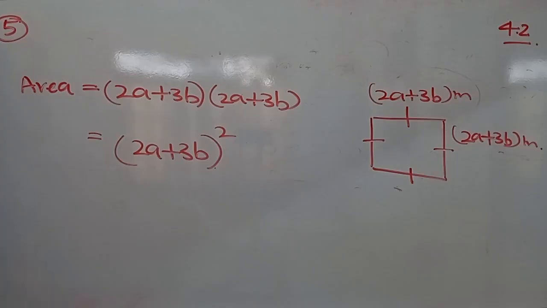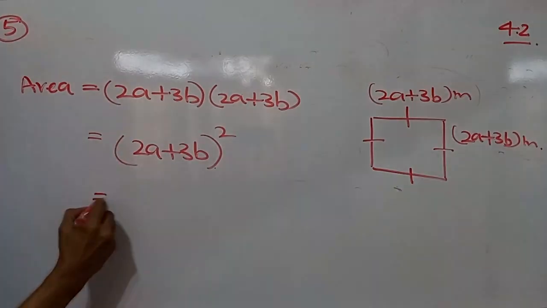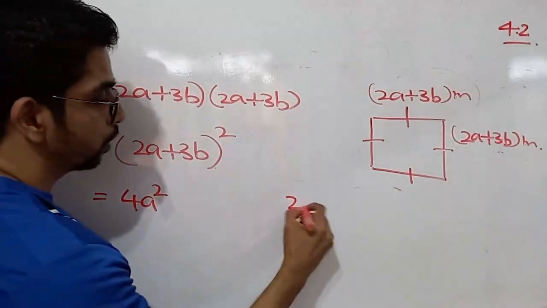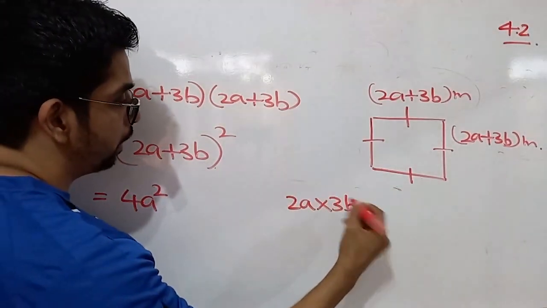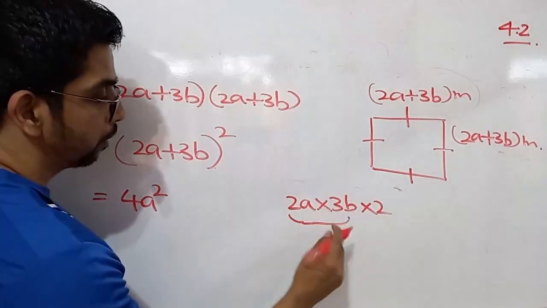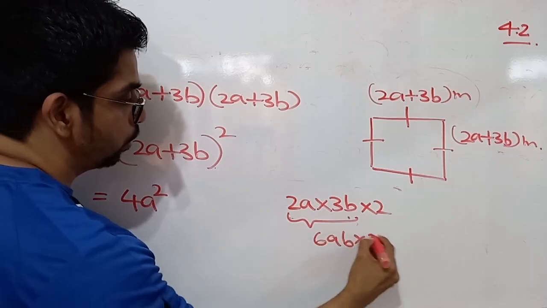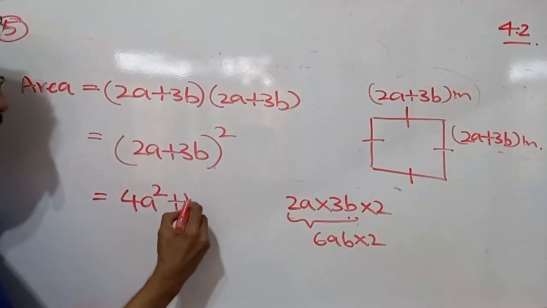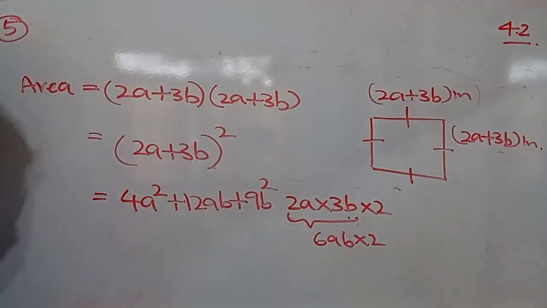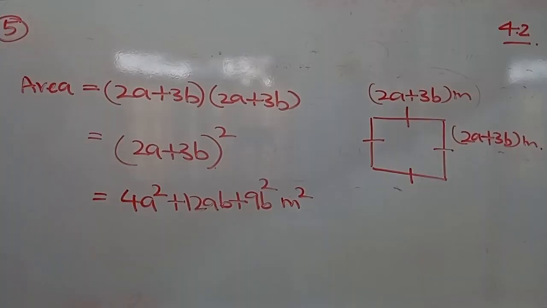So we can use the short method, right? So first term 2a squared, we know that is what? 4a squared. Then what do we have to do? 2a multiplied by 3b multiplied by 2. So here we get what? Here we get 6ab into twice. So that is what? 12ab plus 9b square, right? So here this is square meters. So that's the answer.